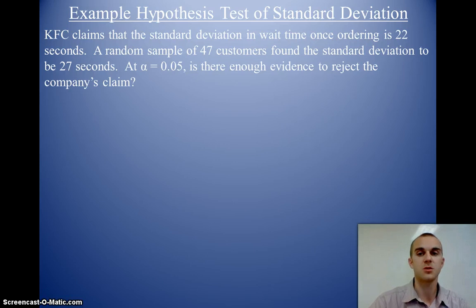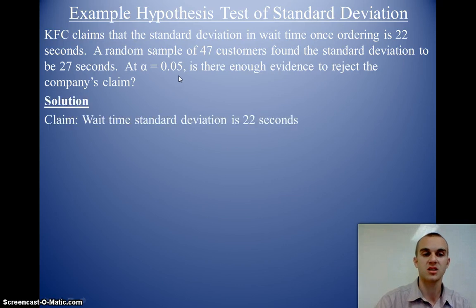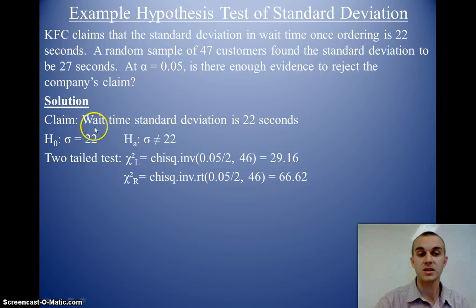In comparison, let's look at this problem where I'm looking at standard deviation. So KFC claims that the standard deviation in wait time once ordering is 22 seconds. And I do a random sample of 47 customers and find that the standard deviation is 27 seconds. And at 0.05, is that sufficient to reject the company's claim? Their claim was that the wait time standard deviation is 22 seconds. So that's an equals versus not equals, so that is a two-tailed problem with the null hypothesis being the claim.